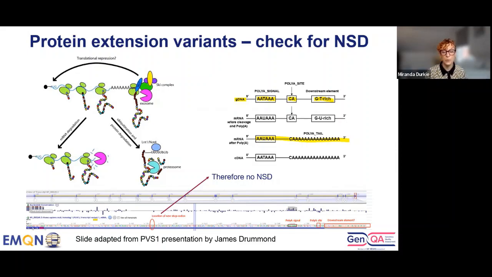This is a lovely example from James Drummond of the MLH1 gene. I know it's not relevant for HRR, but you can see the poly-A signal, the poly-A site, the downstream element, and then you've got an in-frame TGA. So if you had a stop loss variant in this gene, you would not get NSD. And the reason I'm showing you this is because it is also very important for that BRCA1 variant from RUN6, because that was a protein extension. Again, it was really important to check whether NSD was present or not, and in this case it wasn't. If NSD is present, you would get a null variant, and you would be able to use a strong code for that. Next slide, please.